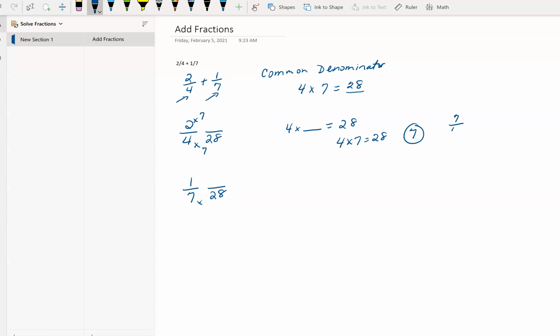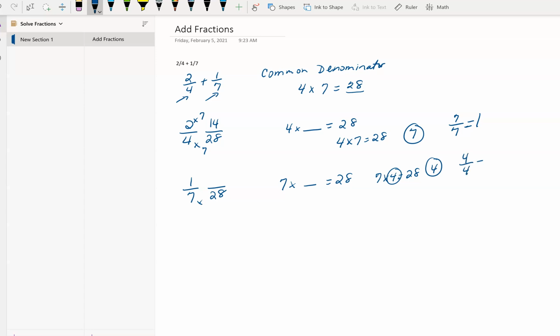Notice when I'm doing that multiplication, it's really 7 over 7, which is a 1. So I'm not changing the fraction, I'm just changing the multiple of the fraction. 2 times 7 is 14. On the second fraction, I have to figure out 7 times what is 28, and 7 times 4 is 28. So here the multiple is 4.